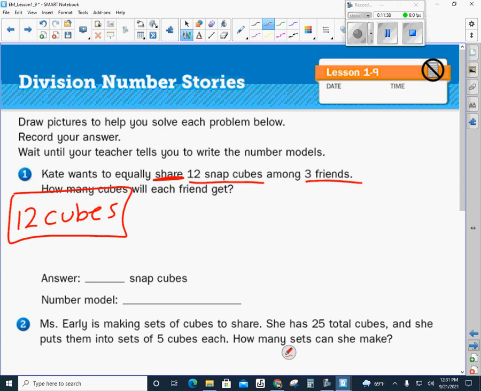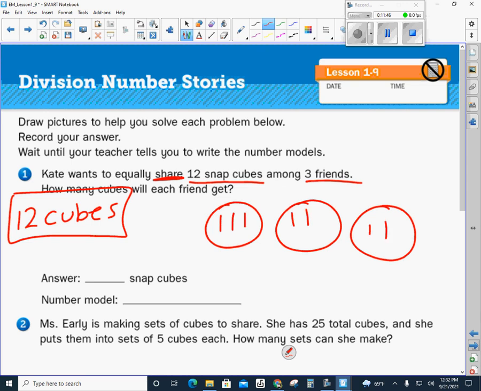So here's my 3 friends. Friend 1, friend 2, friend 3. I start dividing them up. 1, 2, 3, 4, 5, 6, 7, 8, 9, 10, 11, and 12. All right, so now it wants to know how many cubes will each friend get. Each friend gets 4 snap cubes, and they already have the unit labeled for us.